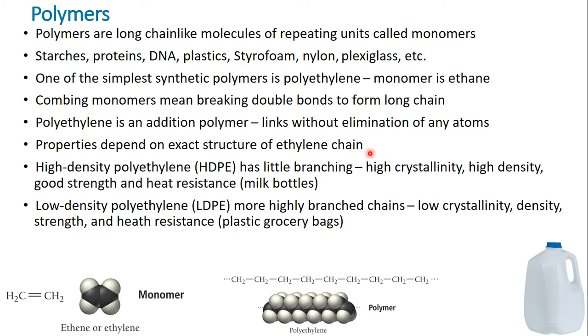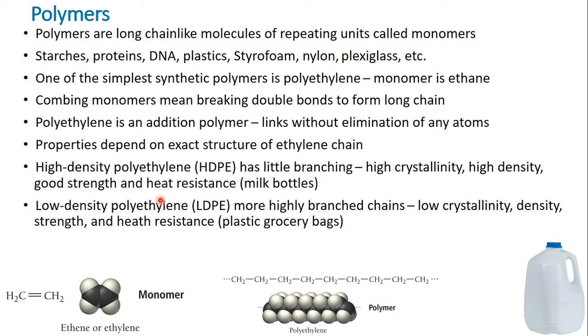And the properties of these polyethylene chains depend on the exact structure. So you can make high density polyethylene, HDPE, where you have no branching or very little branching. Your polyethylene will then have high crystallinity, high density, good strength, and heat resistance. And an example of this are your milk bottles.